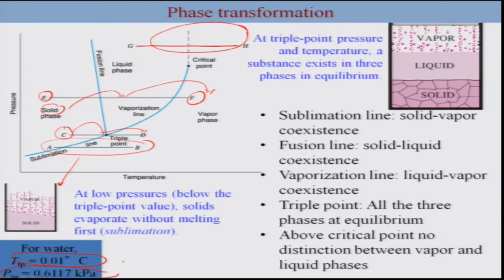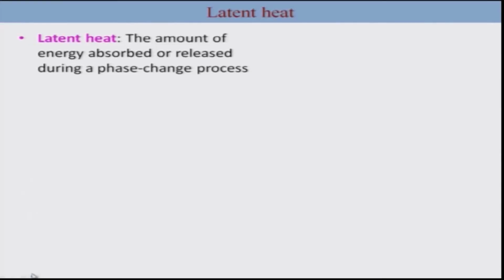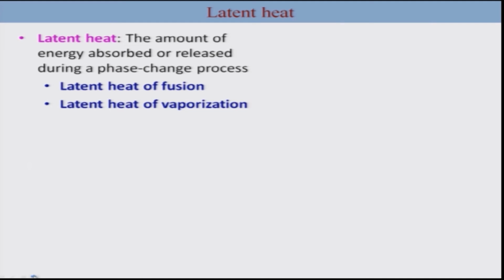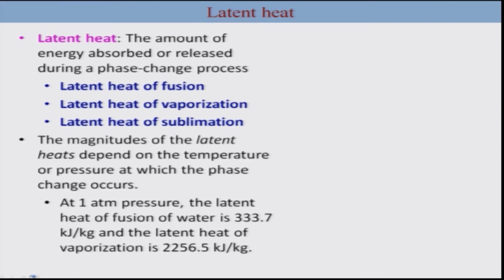So when you undergo phase transition, the energy change is effectively represented by latent heat. This is the amount of energy absorbed or released during a phase change process. So you will have latent heat of fusion, and latent heat of vaporization. In the case of solid-liquid, in the case of vapor-liquid, and then in the case of solid-vapor, you have latent heat of sublimation. The magnitude of this latent heat depends on the temperature and pressure, because it depends on what kind of phase transition the system is undergoing.